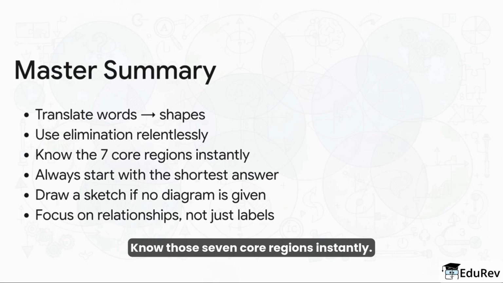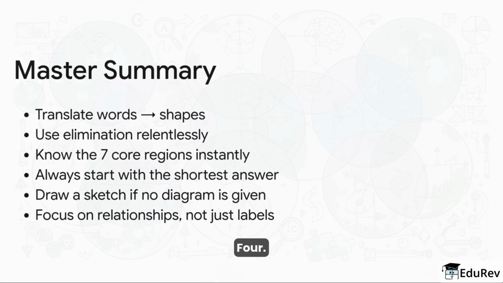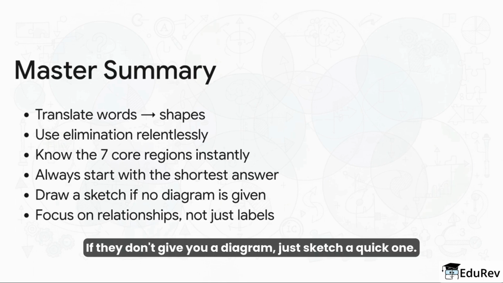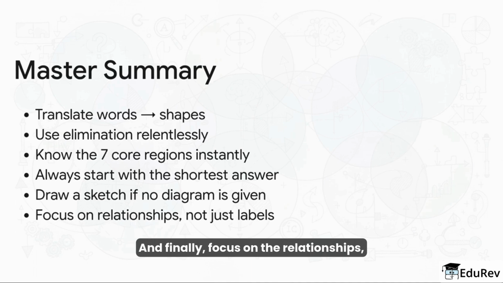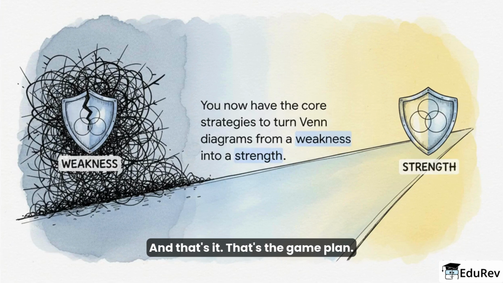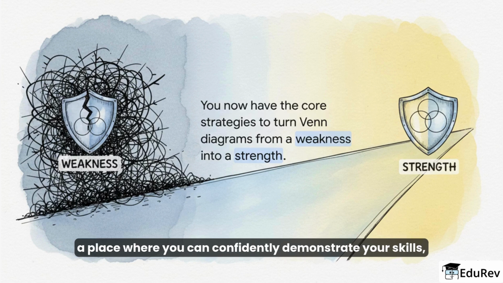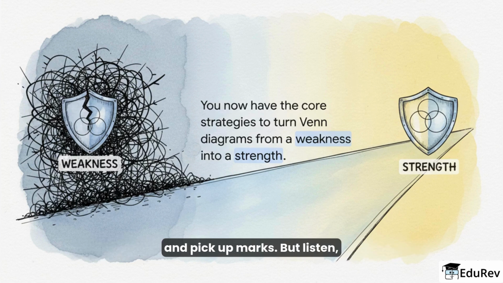3. Know those 7 core regions instantly. 4. Always start with the shortest answer. 5. If they don't give you a diagram, just sketch a quick one. And finally, focus on the relationships, not just the labels. You got it? And that's it. That's the game plan. You now have the core strategies to stop fearing Venn diagrams and start seeing them as an opportunity, a place where you can confidently demonstrate your skills and pick up marks.